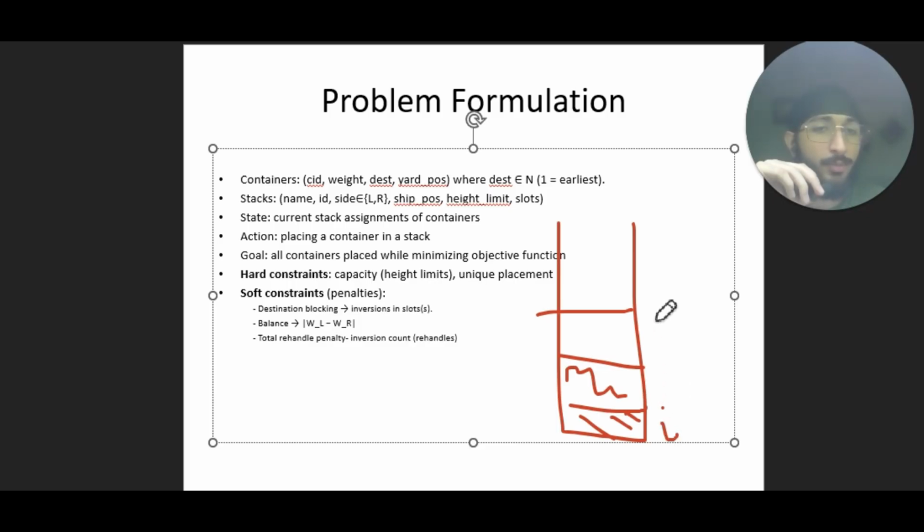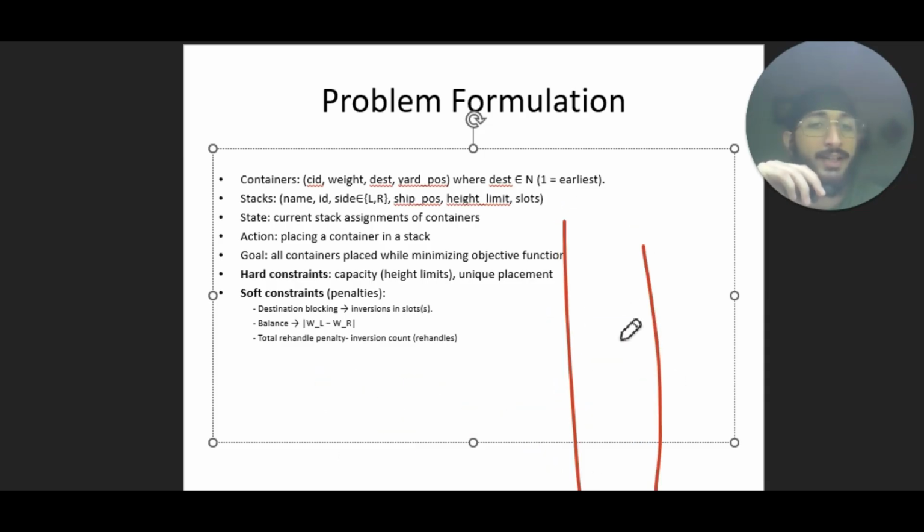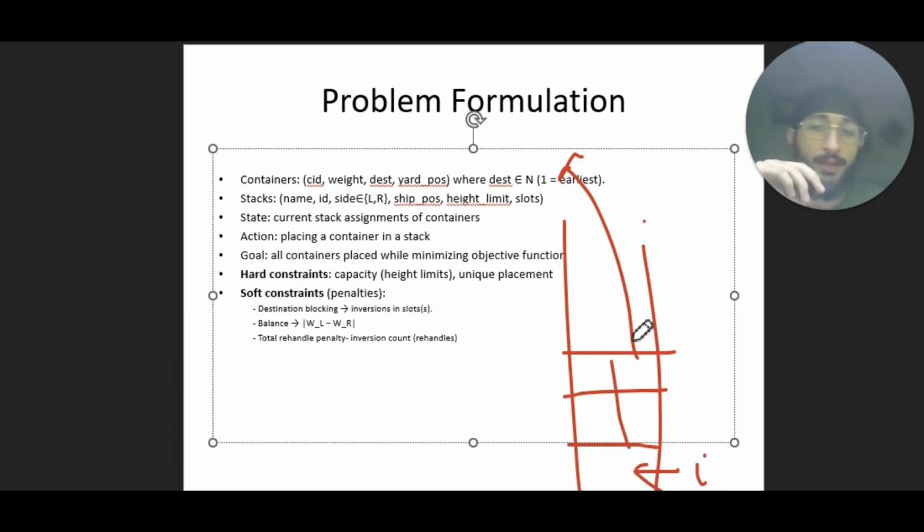For example, if we have i and j as these two containers, and the destination of i is less than the destination of j, that means we have to drop off i first, then j would come. So that would obviously require us to remove all these containers and get to i first. Each inversion basically translates to a rehandling, or removal of all the containers from the stack till we get the container i, which has to be dropped off at an earlier port, right?